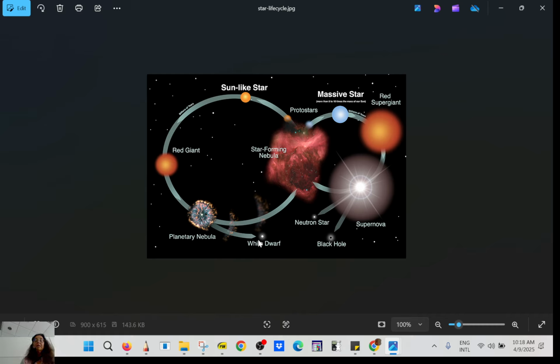It's called a white dwarf, and there will be no fusion anymore. So it's a white dwarf. It's not really a star because there is no fusion. It's dead, and it's going to dim away.